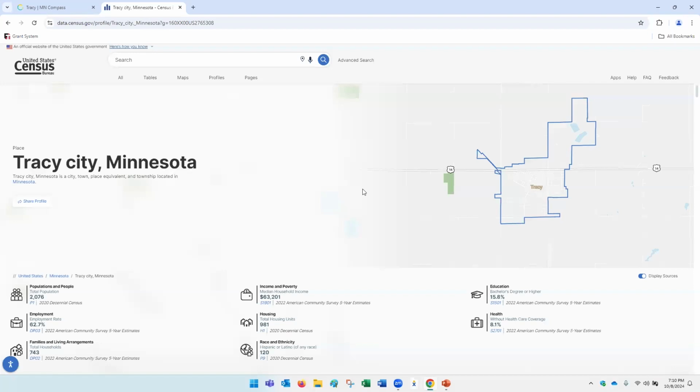Now we're going to jump over to our same city, Tracy, on the census page, US Census. So this goes into a lot more detail, can be a little more overwhelming because of that, not quite as visually friendly looking. It does include those very small towns that we're missing from the MinCompass site, and it does go into, as I said, more detail.